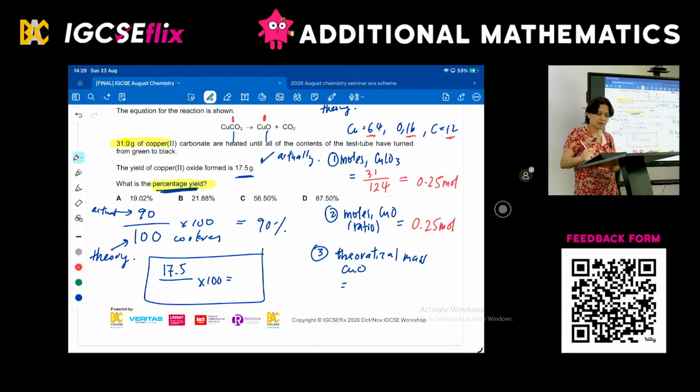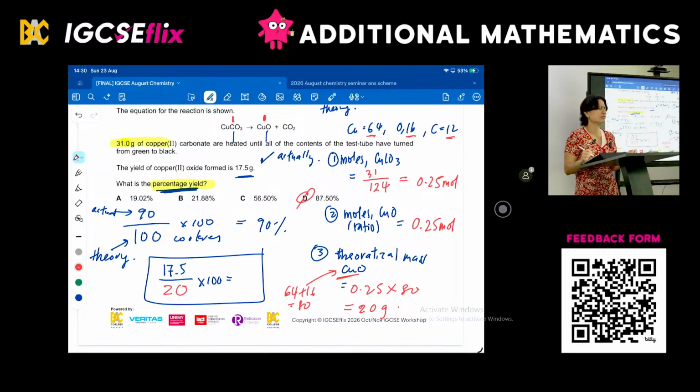Correct? Okay. Now, CuO: 64 plus 16 is 80. So in theory, what am I supposed to get? 0.25 multiply 80 equals 20 gram. So in theory, I'm supposed to get 20 gram. Did you get that? But did I get 20 gram? No, I only got 17.5. So you find the yield, 87.5.